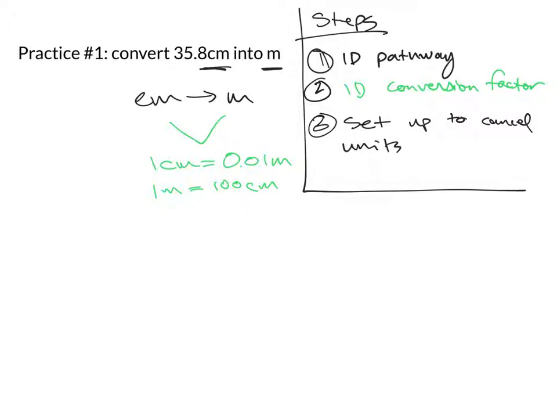So in this case, we have a starting value of 35.8 centimeters, and it asks us to convert it into meters. So using these conversion factors right here, centimeters are going to go on the bottom, and meters are going to go on the top. So for example, 100 centimeters and 1 meter. So in this case, centimeters cancel. And so the only units left are in meters. So if you follow this multiplication of this fraction, you should get the right answer.